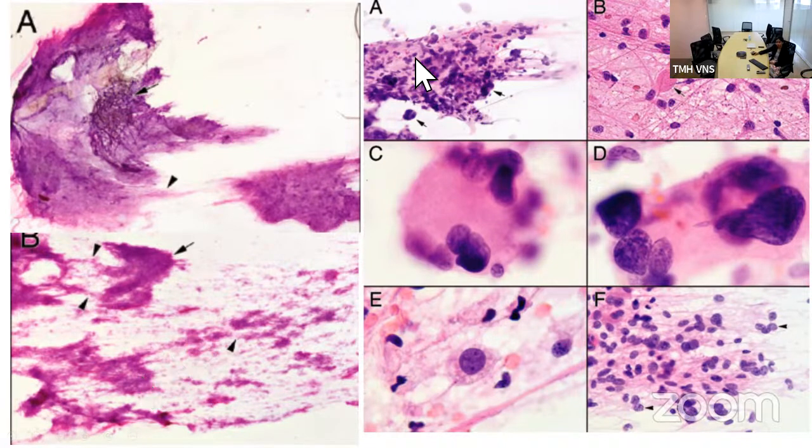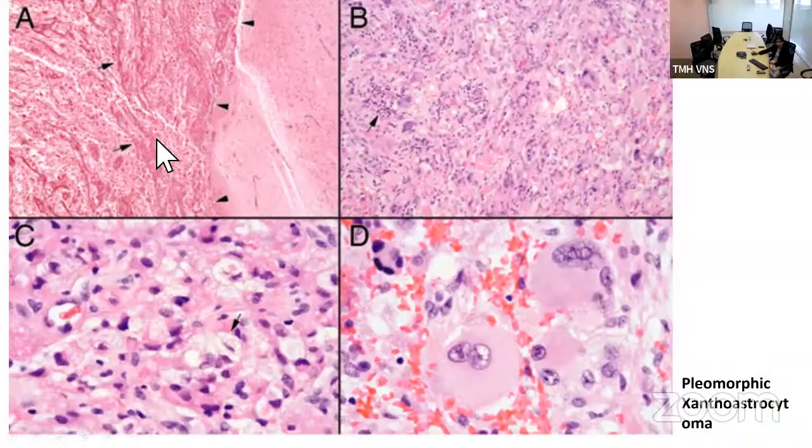And we can see these pleomorphic cells, some eosinophilic granular bodies, and some lipidized cells. This is the histopath section showing increased reticulin deposition, fascicles of these pleomorphic cells, and some lipidized cells. So this was a case of pleomorphic xanthoastrocytoma.